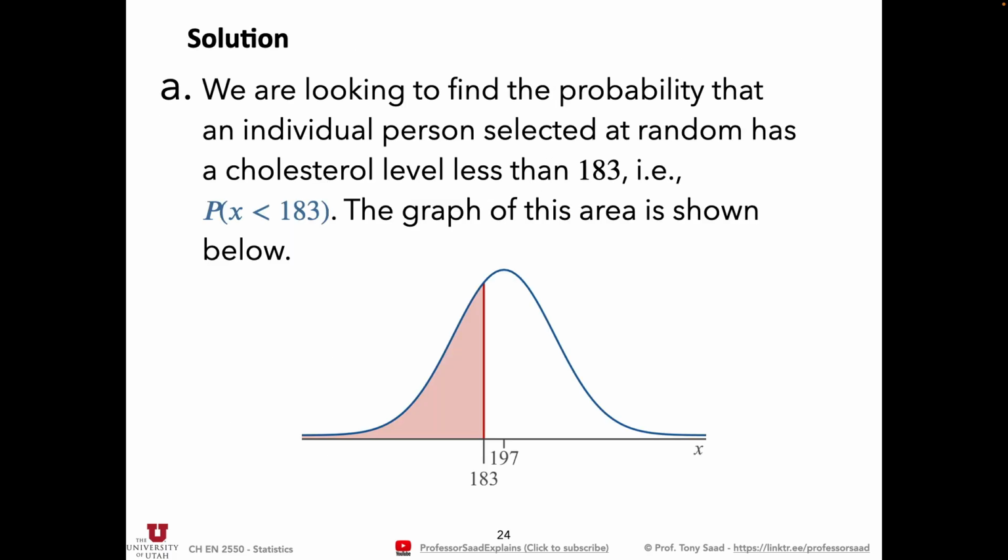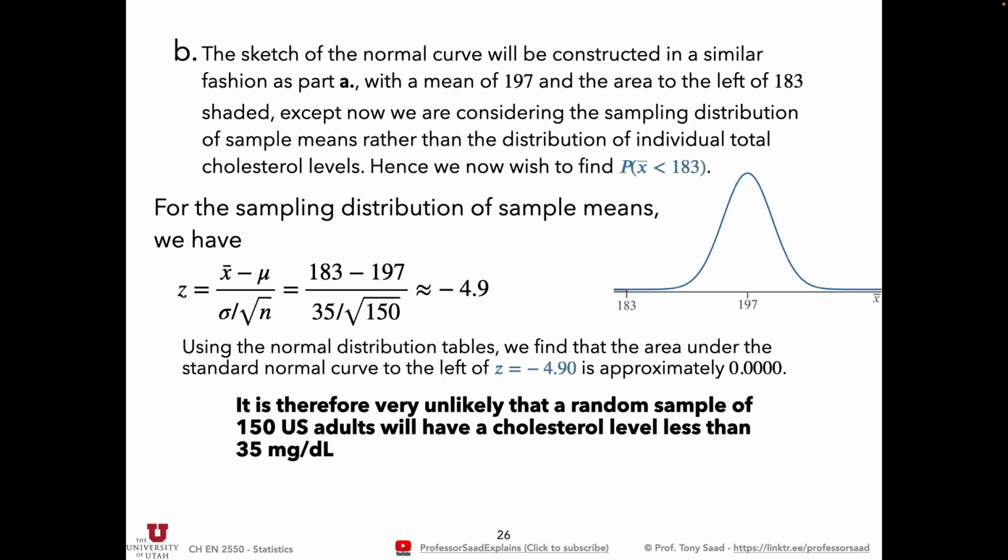So you go ahead and get the z-score. Now our x bar is 183 because we're looking at the sample mean. They asked what's the probability that the mean cholesterol of that sample is less than 183. You compute the z-score for that, and you get minus 4.9. Remember, in the tables, anything below minus 3.4 or above 3.4 is 0. There's no area. So in this case, there's 0 probability that you pick a random sample of 150 adults with a mean cholesterol of less than 183.